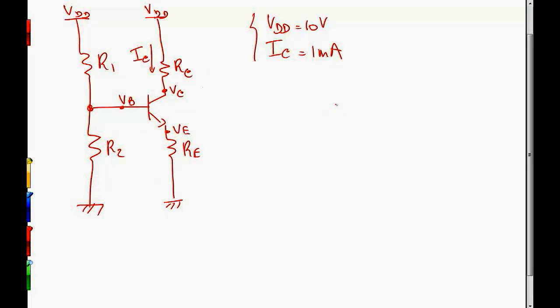So in this video I'll explain how to bias a bipolar NPN transistor using 4 resistor biasing. So let's start with what we know, and in this design let's say that VDD is equal to 10 volt and the collector current is equal to 1 milliamp.